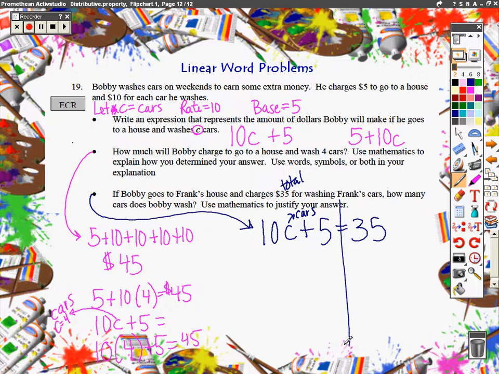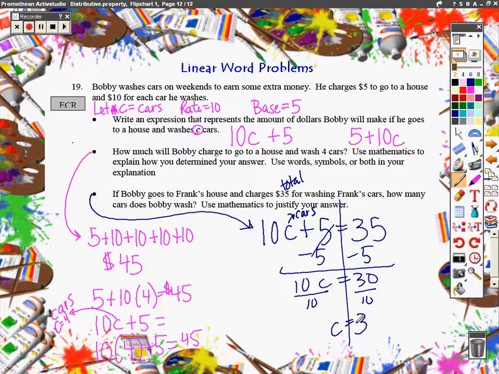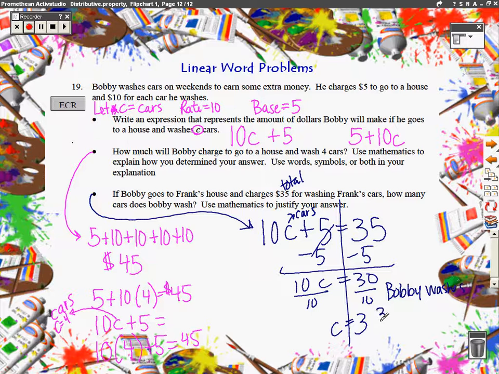And from here, you're just solving an equation. Subtract 5 and subtract 5. 10C is equal to 30. Divide by 10. Divide by 10. C is equal to 3. Always remember, what does that 3 represent? So let's go back and read our question. If Bobby goes to Frank's house and charges $35 for washing Frank's cars, how many cars does Bobby wash? Well, Bobby washes, and I'm just restating the question, 3 cars for $35. And that's it.